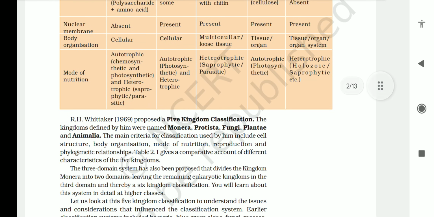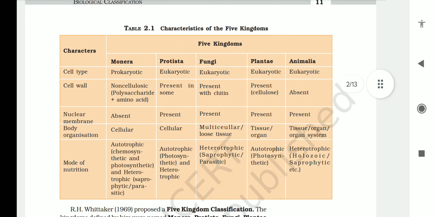R.H. Whittaker in 1969 proposed a five-kingdom classification. The kingdoms defined by him were named Monera, Protista, Fungi, Plantae, and Animalia. The main criteria for classification used by him include cell structure, body organization, mode of nutrition, reproduction, and phylogenetic relationships. Table 2.1 gives a comparative account of different characteristics of the five kingdoms. Table 2.1 Characteristics of the five kingdoms.